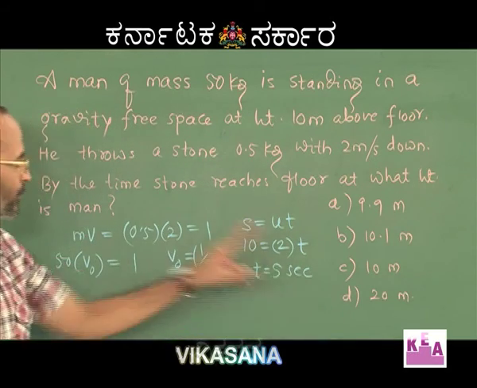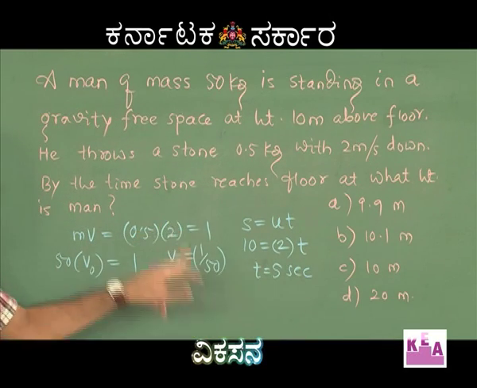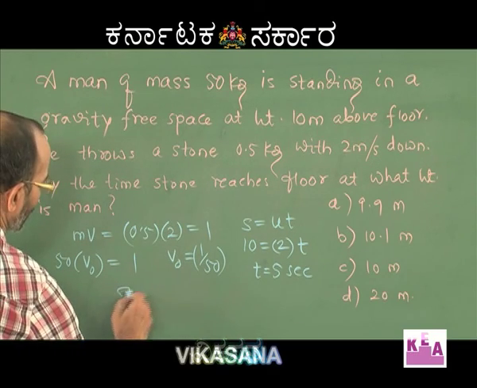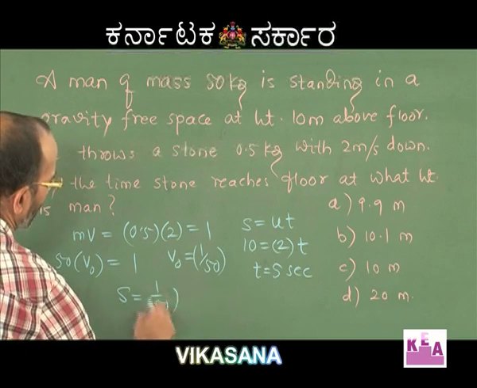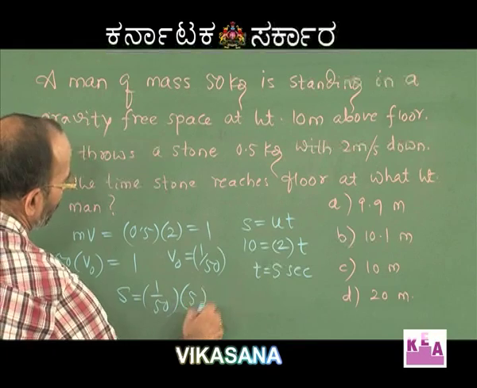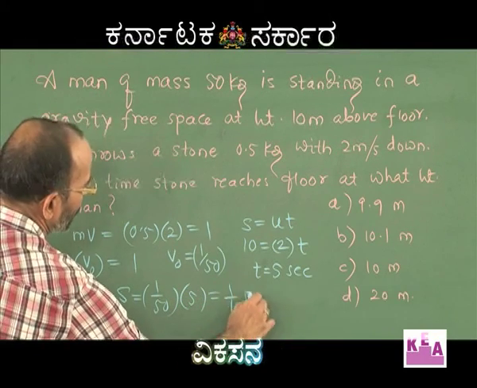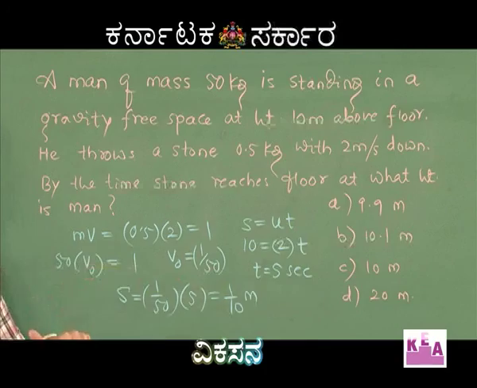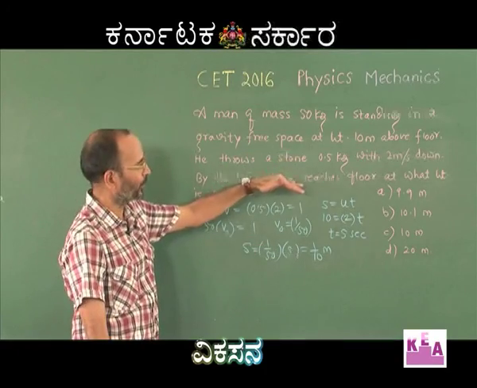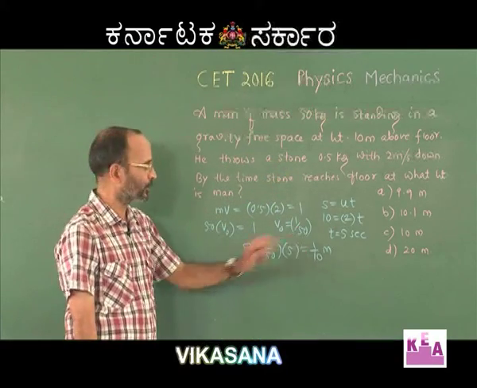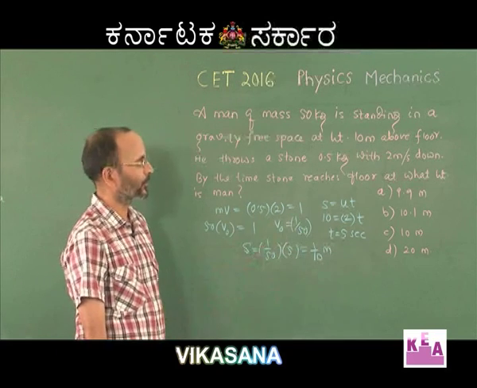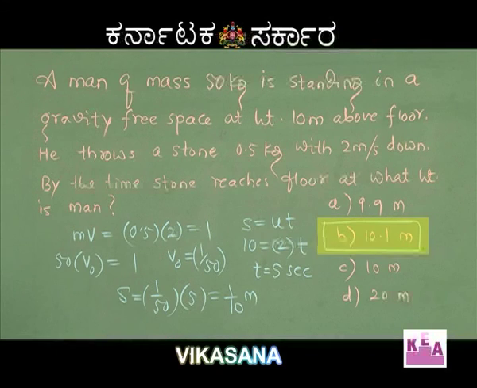And in 5 seconds, even this man with a constant speed of 1 upon 50 is going to travel upwards. So the distance he travels will be again 1 by 50 into 5, which is nothing but 1 by 10 meters, and that is 0.1 meters. So he was already at a height of 10 meters, he has travelled a further distance of 0.1 meters, so that makes B option correct, and that is 10.1.